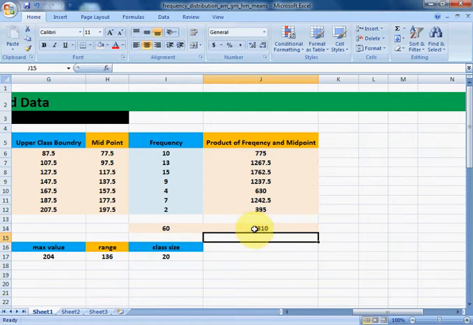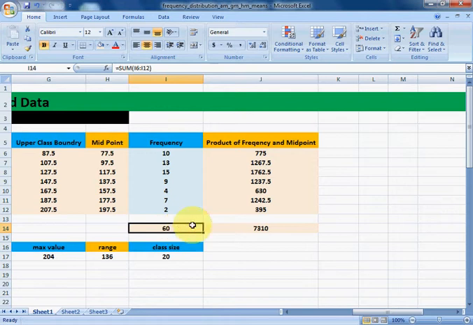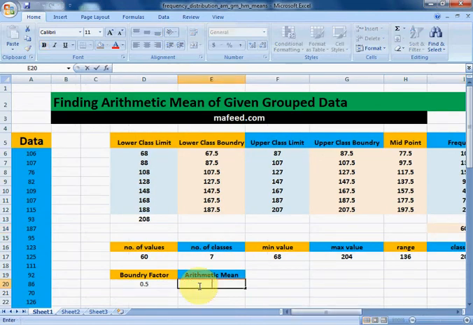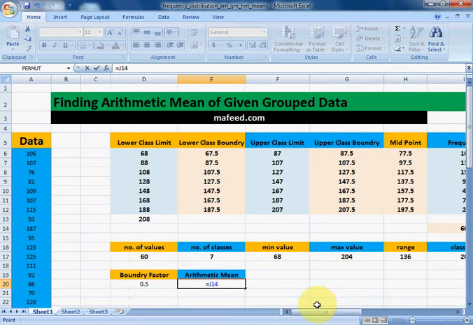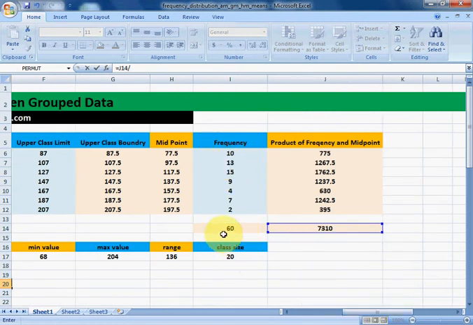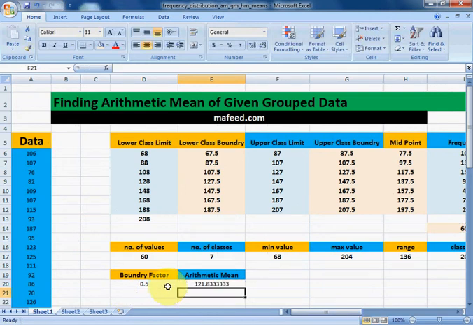that is 7310. Now we will divide this value by this value, means we will divide sum of product of frequency and midpoint by sum of frequency, and we will get our arithmetic mean of given group data, is equal to sum of product of frequency and midpoint divided by sum of all frequencies. Now enter, and we have got our arithmetic mean of given group data.